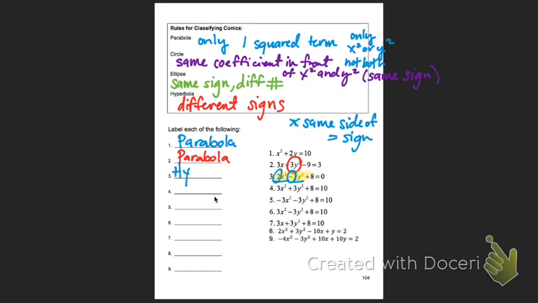Hyperbola. Why is it a hyperbola and not an ellipse? Different signs. Okay, number 4. Circle. Circle, how come?